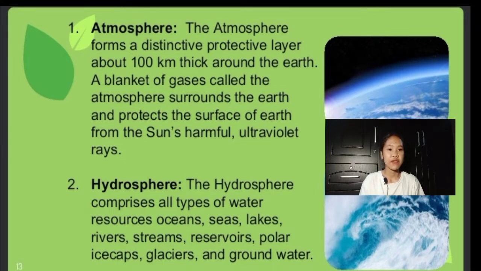The atmosphere forms a distinctive protective layer about 100 kilometers thick around the earth. A blanket of gases called the atmosphere surrounds the Earth and protects the surface of Earth from the sun's harmful ultraviolet rays. It sustains life on the Earth. It also regulates temperature, preventing the Earth from becoming too hot or too cold. It saves it from the hostile environment of outer space.